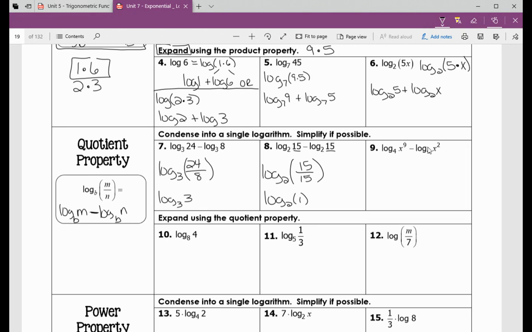And then in example 9, I have a log base 4 minus a log base 4. So I'm going to have 1 log base 4 with a fraction behind it. X to the 9th power would be my numerator. X squared would be my denominator. And then I can reduce this by using my exponent rules to x to the 7th. Take that 2 up and subtract it. That's what your exponent rule is.